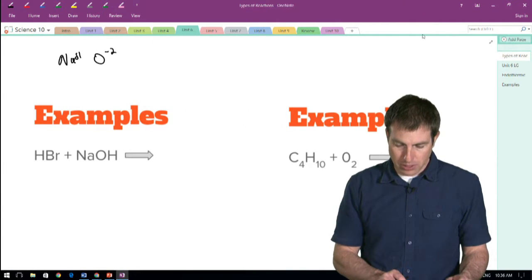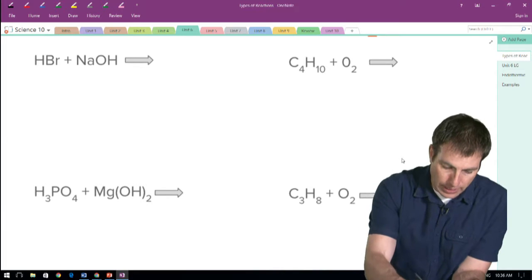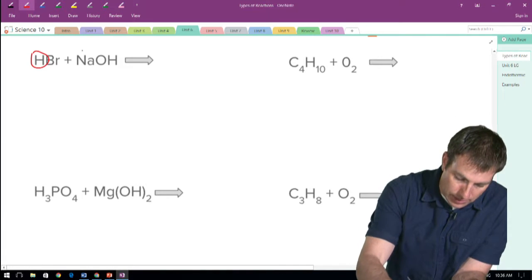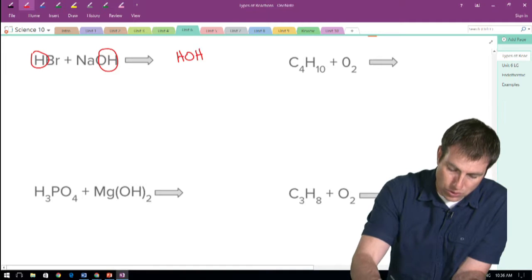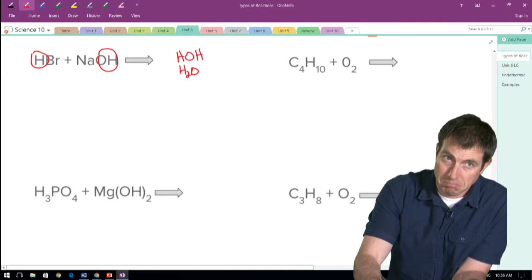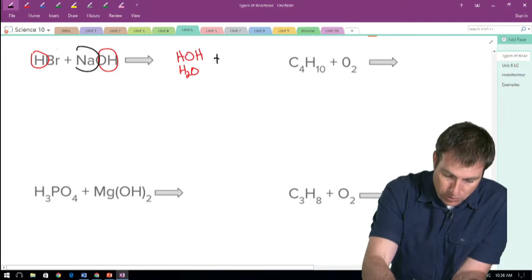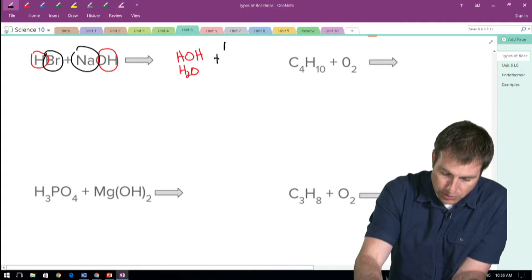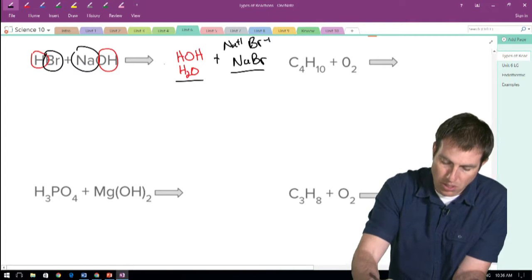All right, HBr and NaOH. So I see the HBr and the OH. I know I'm dealing with an acid and a base. And again, we take the H from the acid and the OH from the base to give us HOH, which is just H2O, water. And then we're going to add to that sodium and bromine. That's what's left. So Na is +1, Br is -1. I'm going to have NaBr. So I have NaBr and H2O.